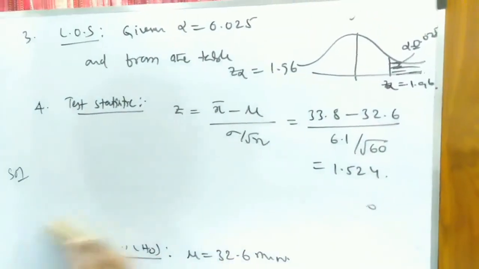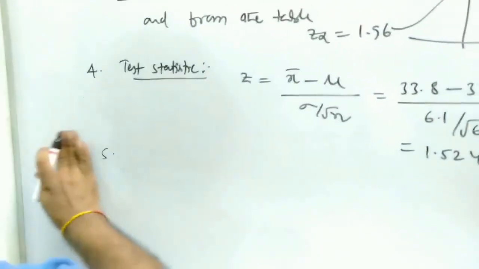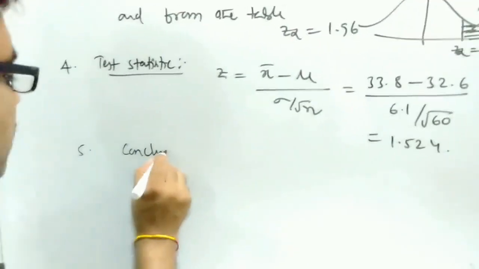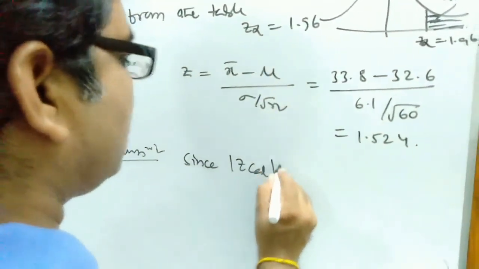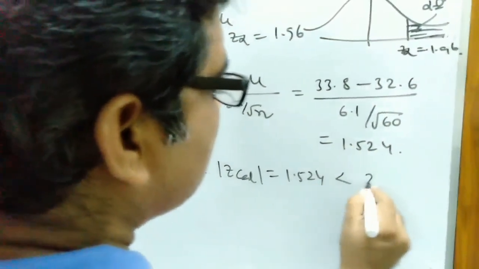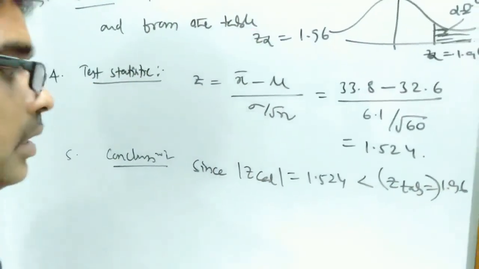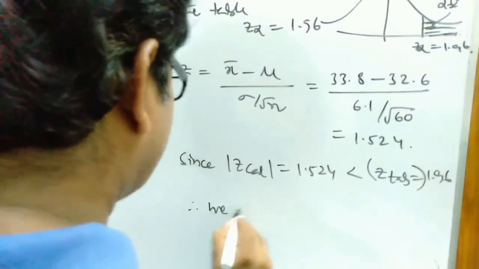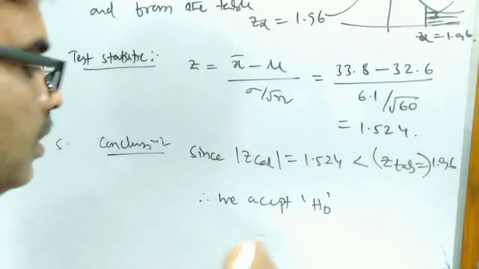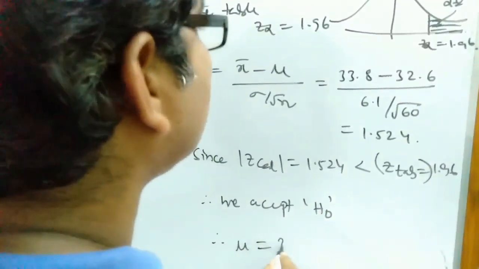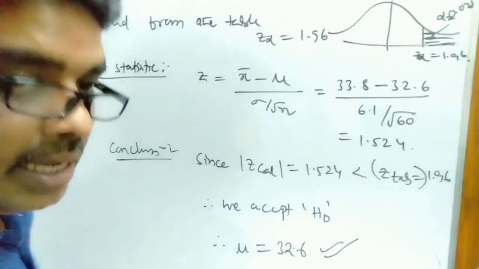I am calculating this value using the calculator: 1.524. Then come to the last step, that is the conclusion part. Since mod z calculated value 1.524 is less than z tabulated value 1.96, that means what? Therefore we accept our null hypothesis H naught. That means mu is equal to 32.6 is the accepted value as far as the sample is concerned.